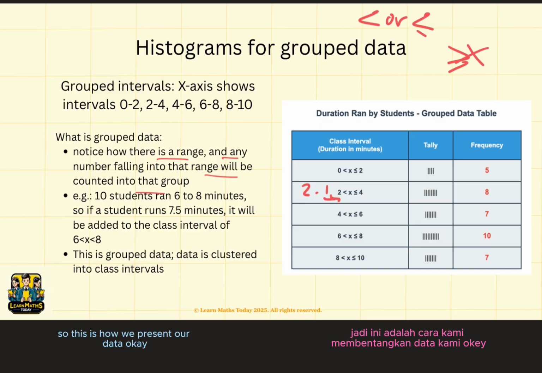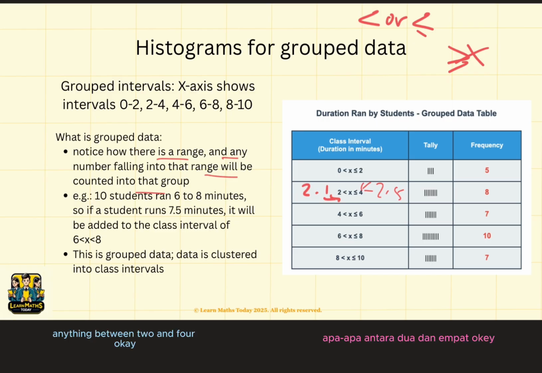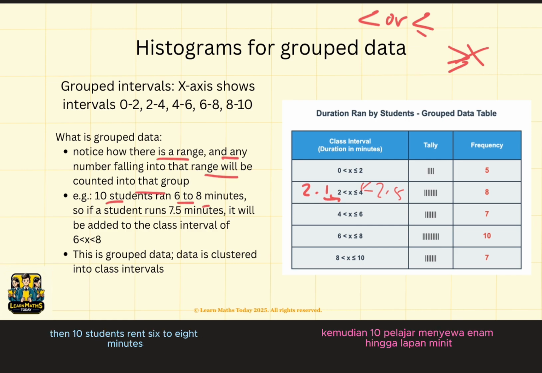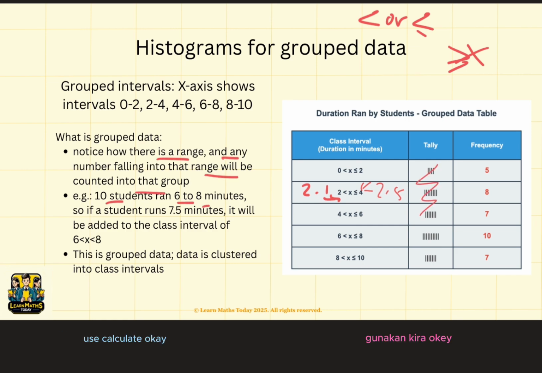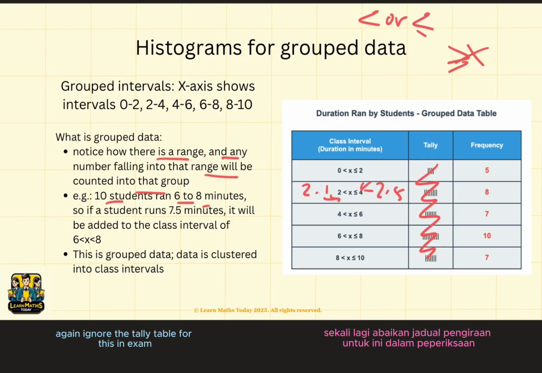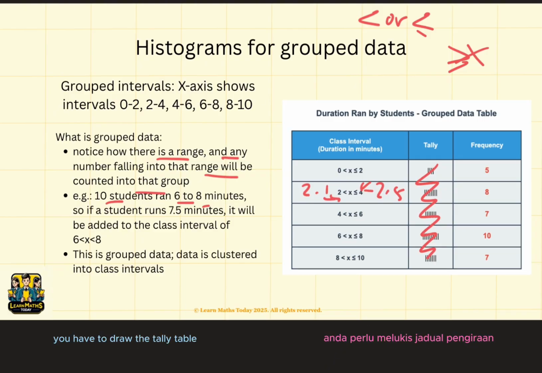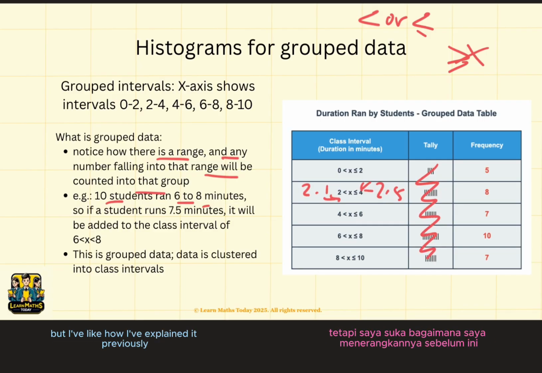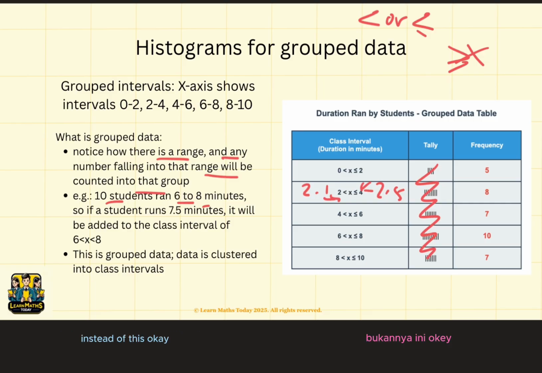So this is how we present our data. 2.5, I'll include inside this group, anything between 2 and 4. It's possible, okay? Then 10 students ran 6 to 8 minutes. Use your calculator. Again, ignore the tally table for this. In the exam, you have to draw the tally table, but like how I've explained previously, that should be the correct way to draw the tally table instead of this.